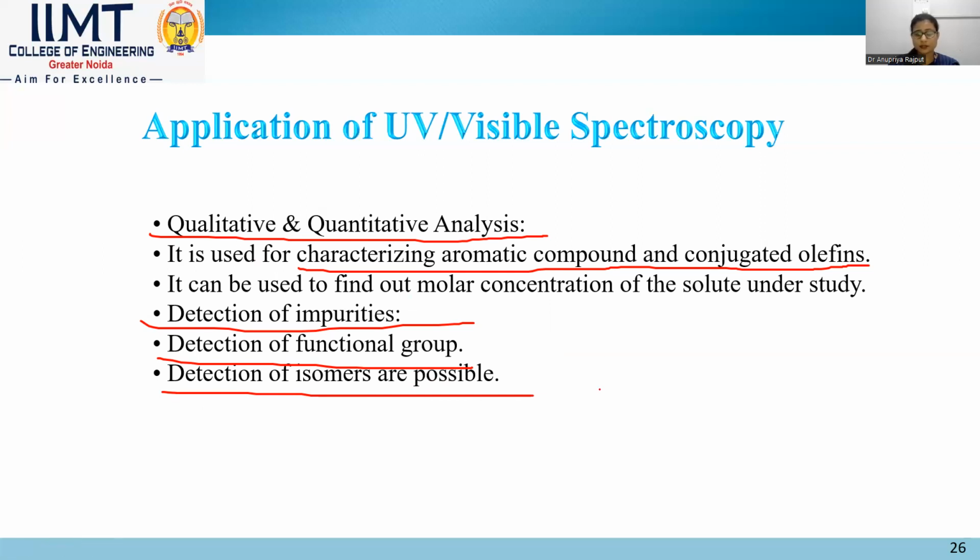Detection of isomers is also possible by the UV visible spectrum. We can differentiate isomers because in cis, the bulky groups cause hindrance, and cis exhibits a shorter wavelength compared to trans because of the steric hindrance.